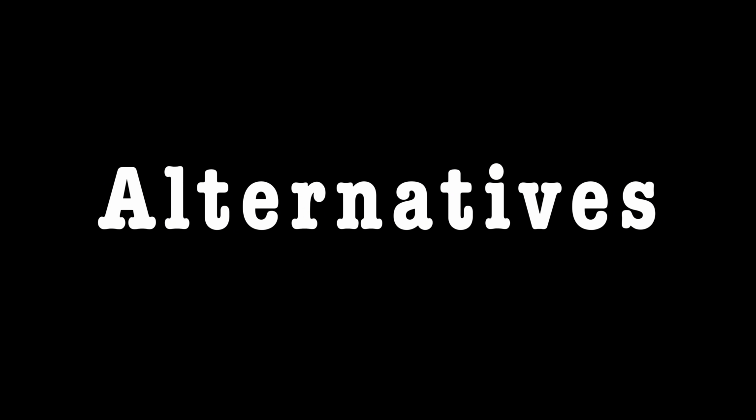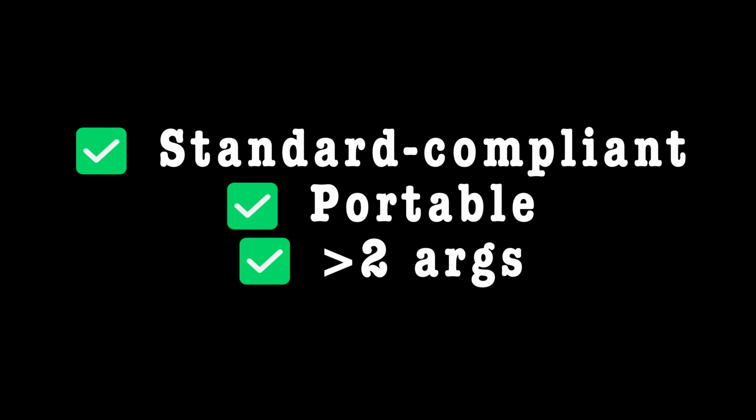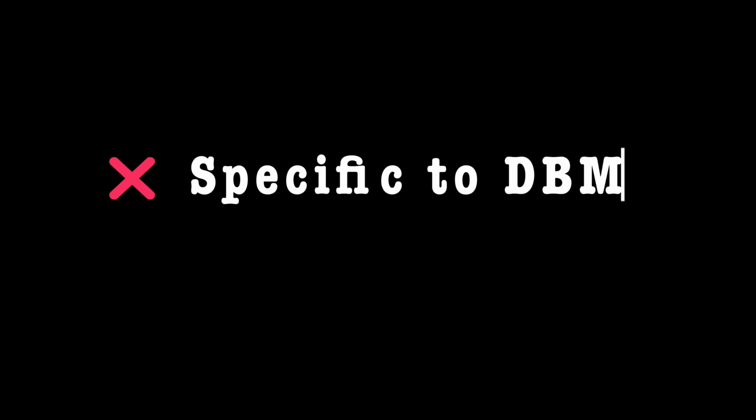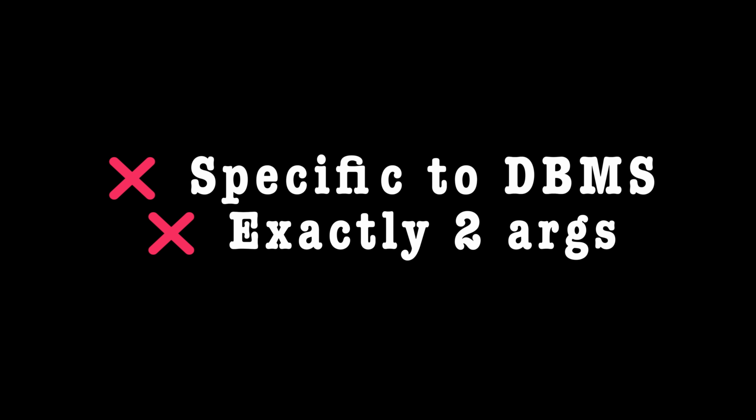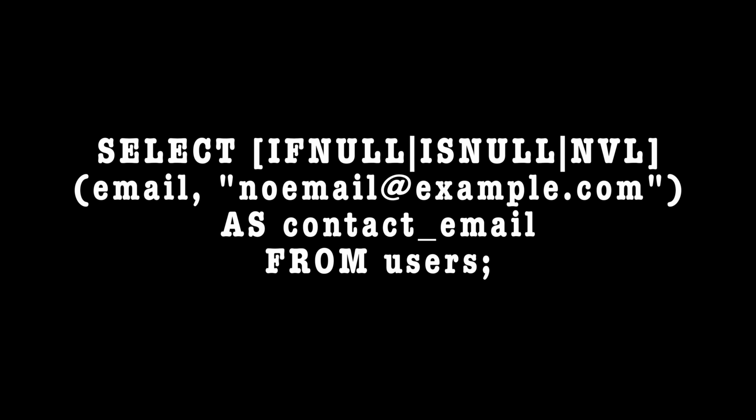Each one of them takes 2 arguments. We have IFNULL for MySQL and SQLite, ISNULL for SQL Server and Sybase, and NVL for Oracle. The key difference between those functions and COALESCE is that COALESCE is supported by all databases supporting standard SQL, it's portable, standard compliant, and takes more than 2 arguments, while all other functions are specific to database management systems and take 2 arguments but no more. All 3 of these queries would produce the same output.